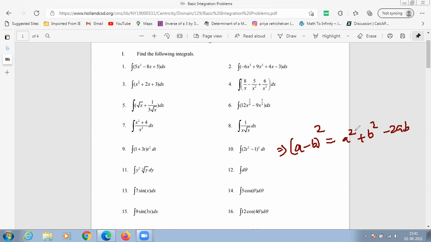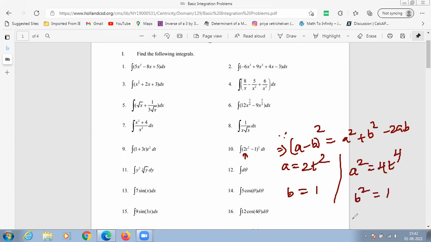So now I'm going to use the basic power rule. To use the basic power rule, I'm expanding this into a square plus b square minus 2ab. Here I can say the value of a is 2t square. The value of b is 1. So a square is nothing but 4t power 4. b square is 1. And what is minus 2ab? Minus 2 times a into b, minus 2 times 2t square into 1, which is minus 4t square.